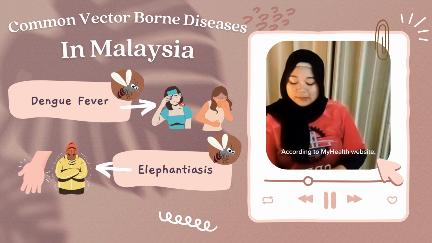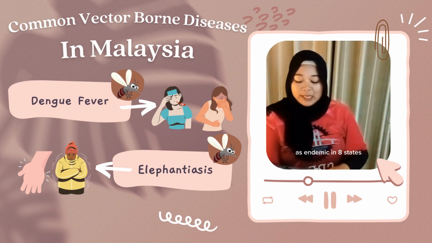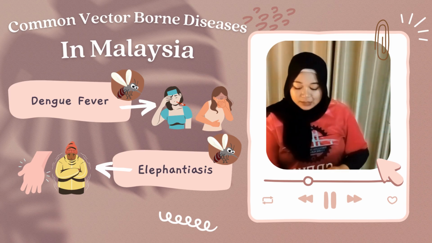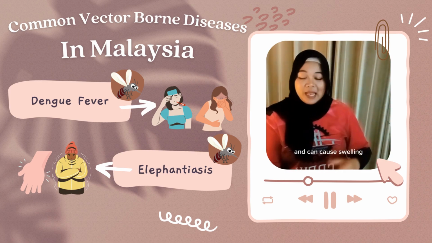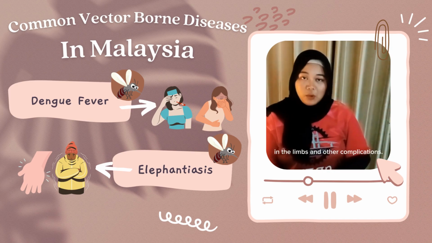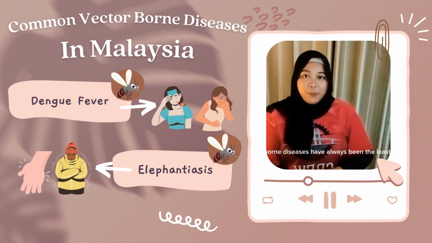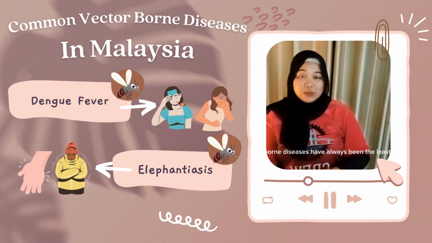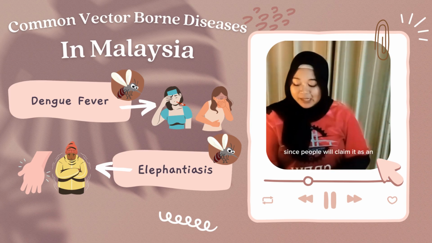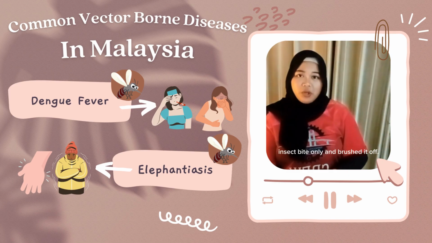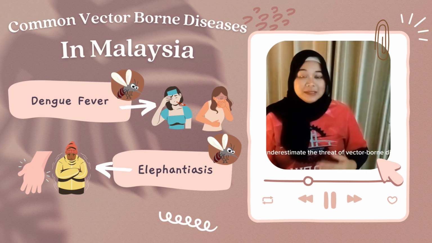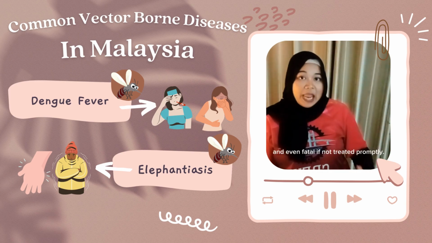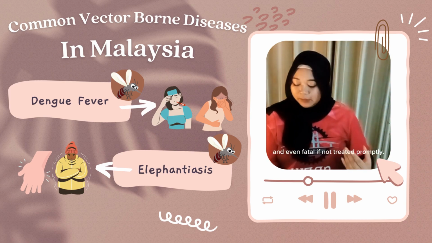According to My Health website, elephantiasis has been spotted as endemic in 8 states such as Kedah, Perak, Johor, Pahang, Terengganu, Kelantan, Sabah, and Sarawak, and can cause swelling in the limbs and other complications. Vector-borne diseases have always been the least worried, since people would claim it as an insect bite only and brush it off. It is essential not to underestimate the threat of vector-borne diseases. They can be severe and even fatal if not treated promptly.